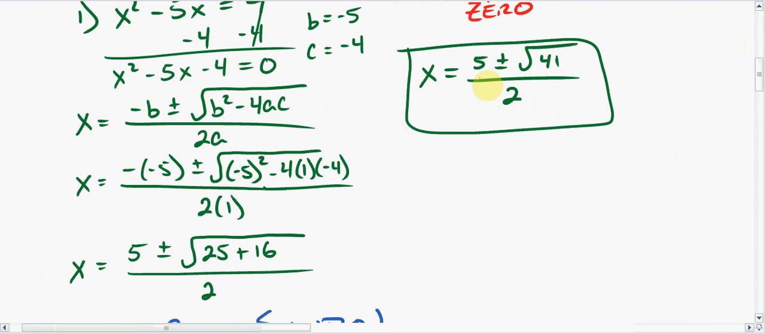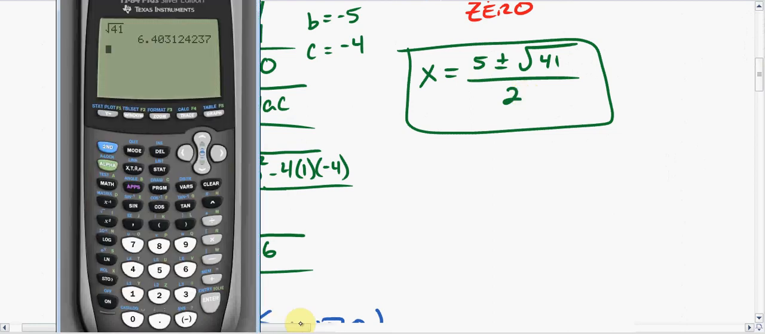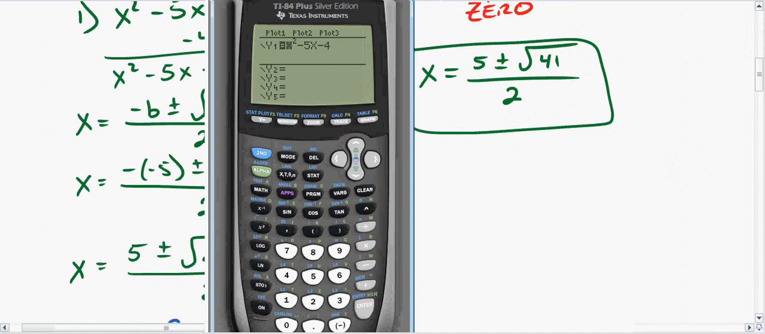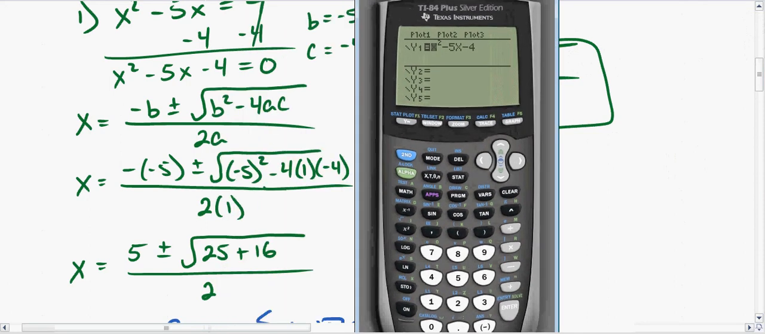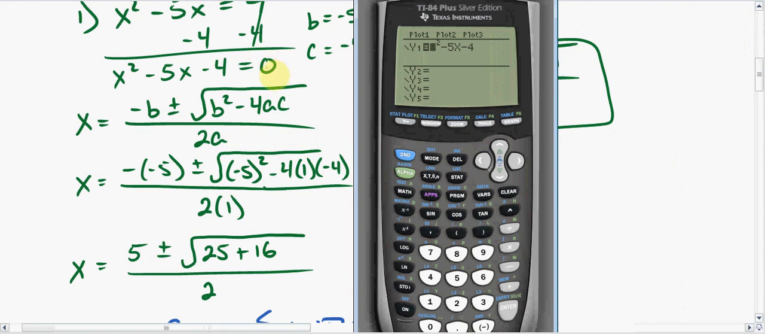And that actually gives us two different roots, because 5 plus the square root of 41 divided by 2 is going to give us a different answer from 5 minus the square root of 41 divided by 2. And so just to confirm that we are in fact getting two roots, I've gone ahead and plugged in our problem into our calculator. Sorry, my calculator's not sliding over at all. Alright, so we've set the problem equal to 0, so it's x squared minus 5x minus 4. That's what I've put in here, and I want to graph it.